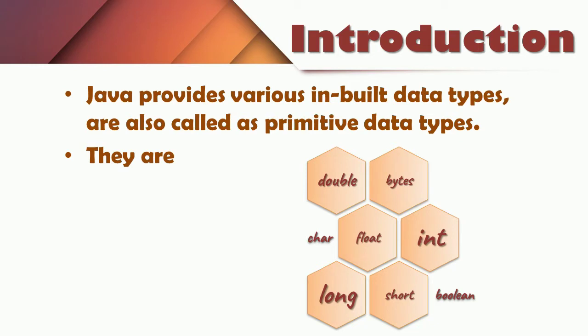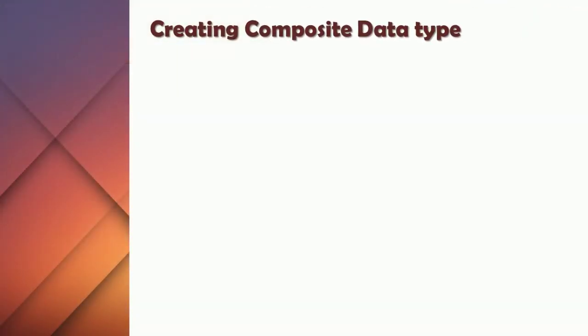We'll see the introduction. Java provides various built-in data types, also called primitive data types. So we have certain primitive data types. They are byte, double, float, int, short, long, character, and boolean. So these are the primitive data types as we know. Through these primitive data types, how we can create a composite data type, that we will see now.